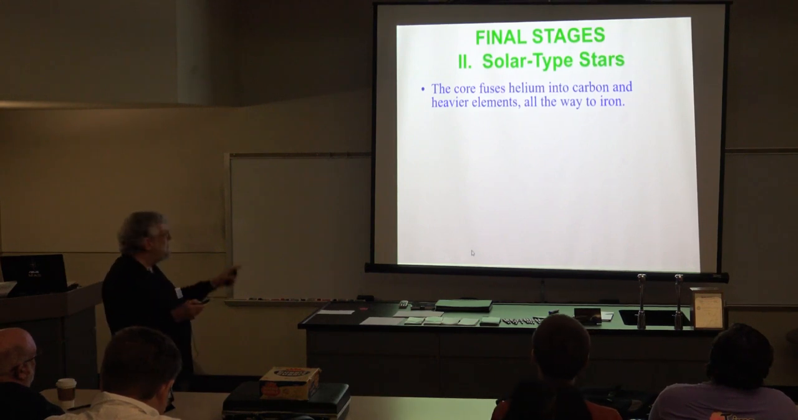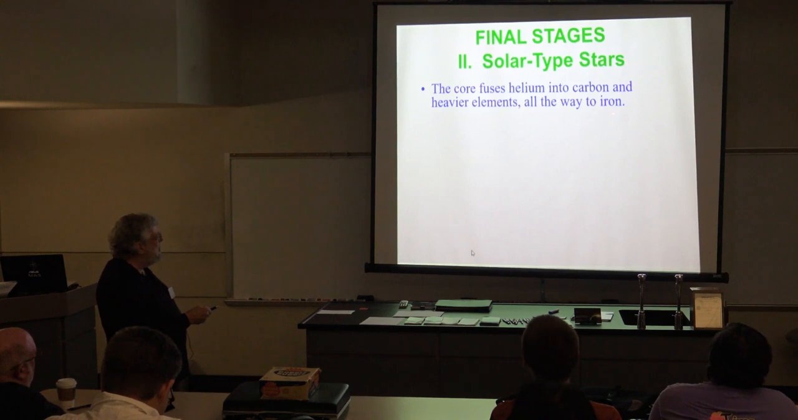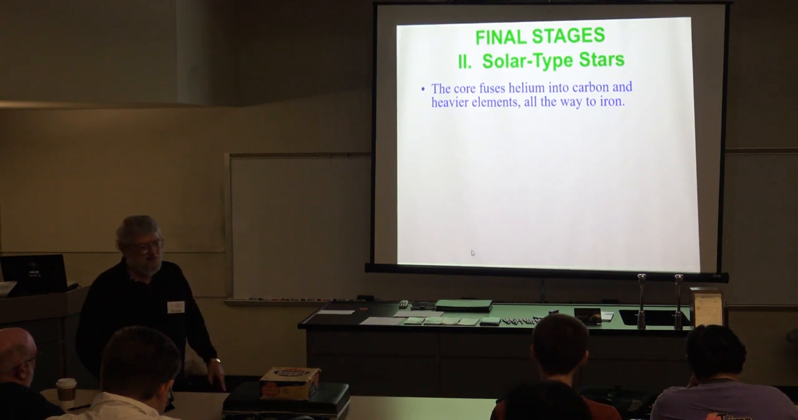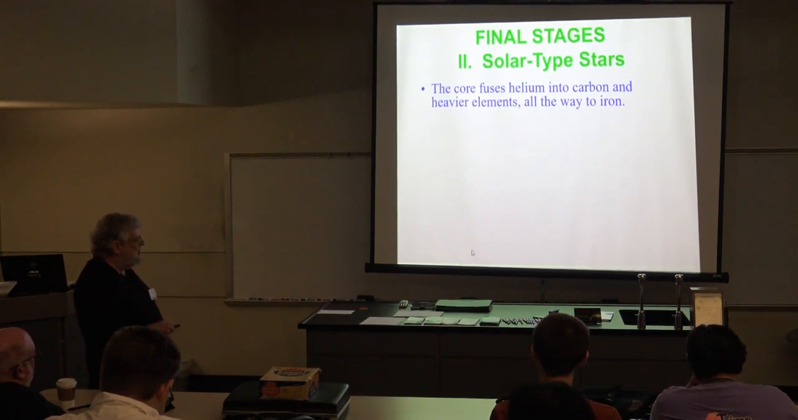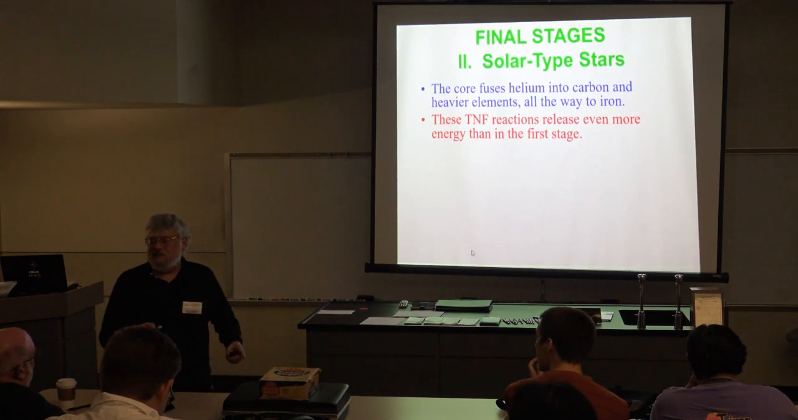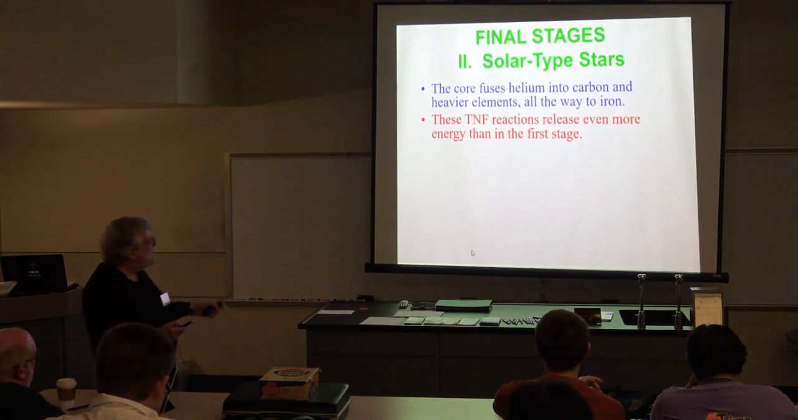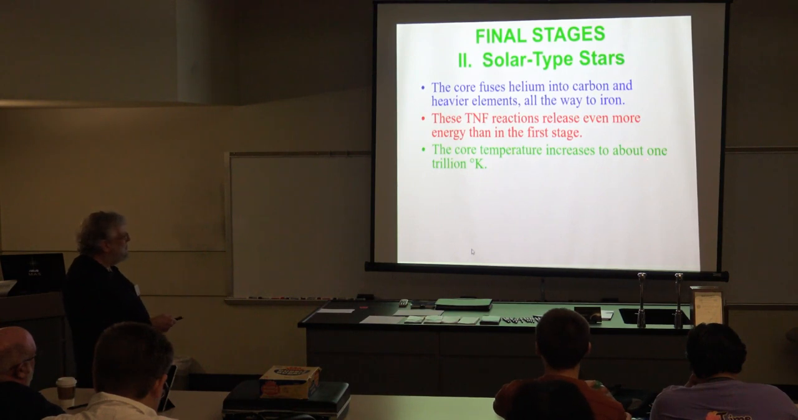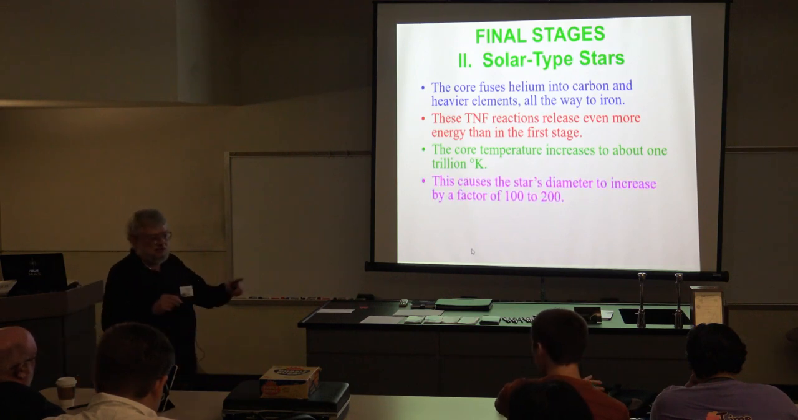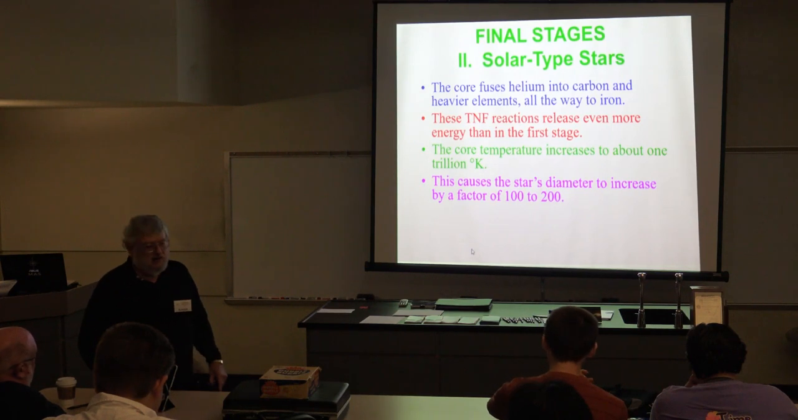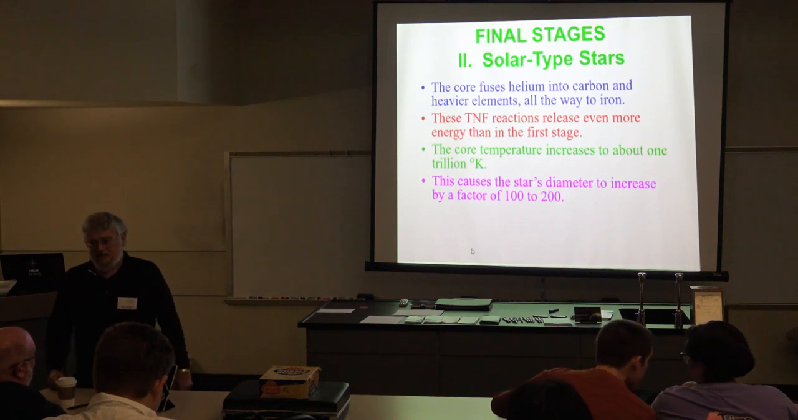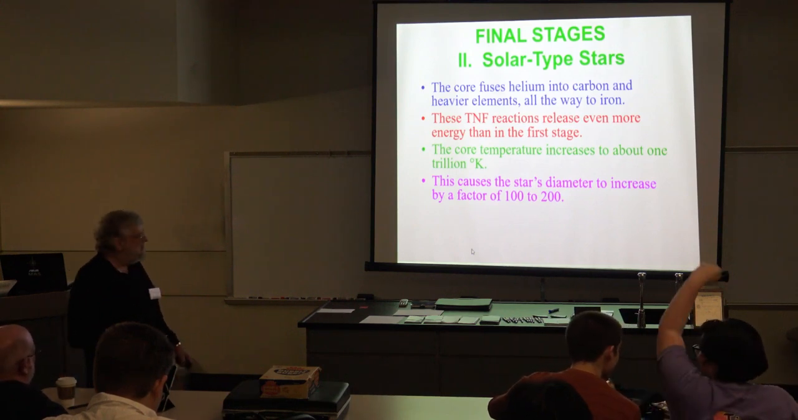So, as I just mentioned, the core fuses the helium into carbon and heavy elements all the way to iron. And we won't go into tonight why it can't go farther than that, but this is what the sun and stars like it will all do. And more energy comes out from the ashes being burned than from the original fire, which is remarkable. And the core temperature increases to about a trillion degrees Kelvin. And that, of course, makes the star expand. And a star like the sun will get to 100 to 200 times the size that it is now, which makes a big difference. Makes a big difference for us.